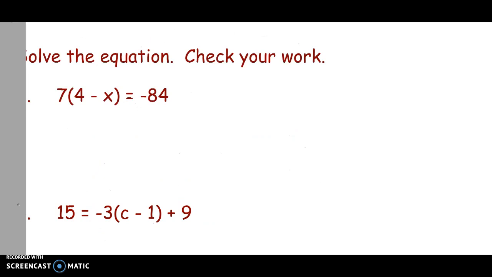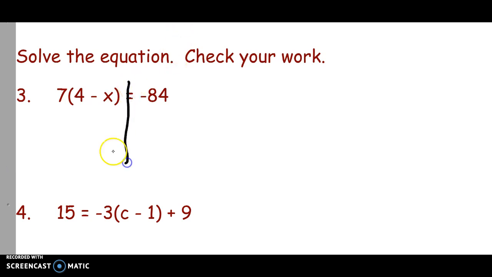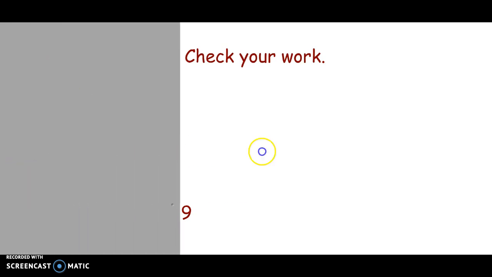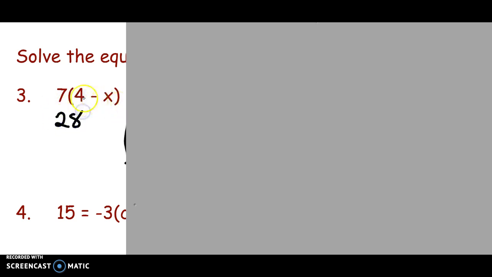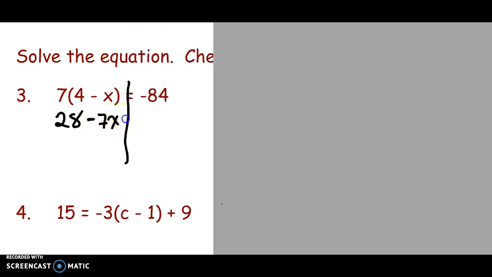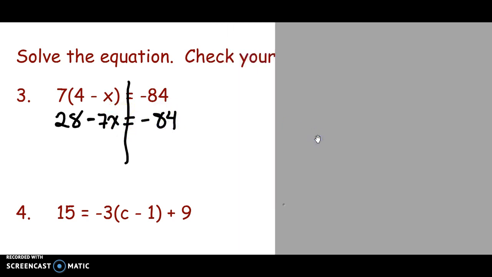Okay, now we can solve this equation. Again, start with your line, draw your line. Now we're going to look at the left side. I can simplify. I have 4 minus x, 7 times, so that would be 4 times 7 is 28, and negative x times 7 is negative 7x. And that equals negative 84, which I can't simplify. Two-step equation.